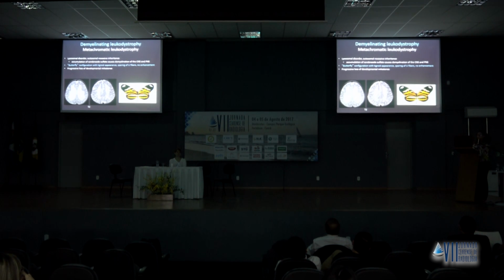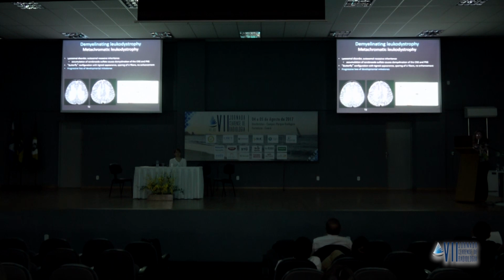And also we can have this tigroid appearance, just these spots of myelin sparing around the vessels, sparing of the U fibers, and no evidence of any enhancement, unlike the X-linked adrenoleukodystrophy. And these children will present with progressive loss of developmental milestones. They can stop walking, breathing, talking, reasoning.